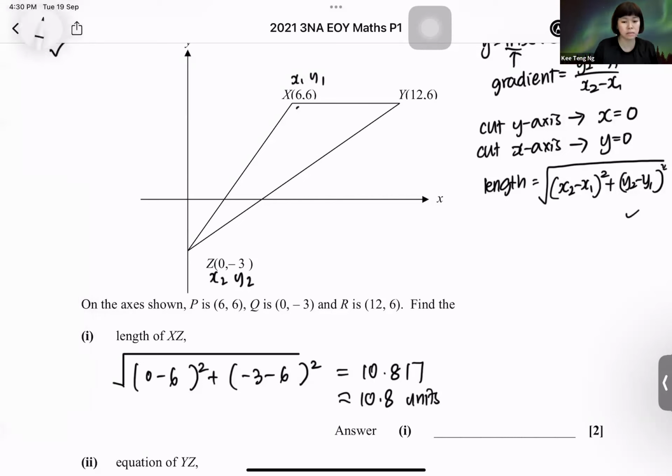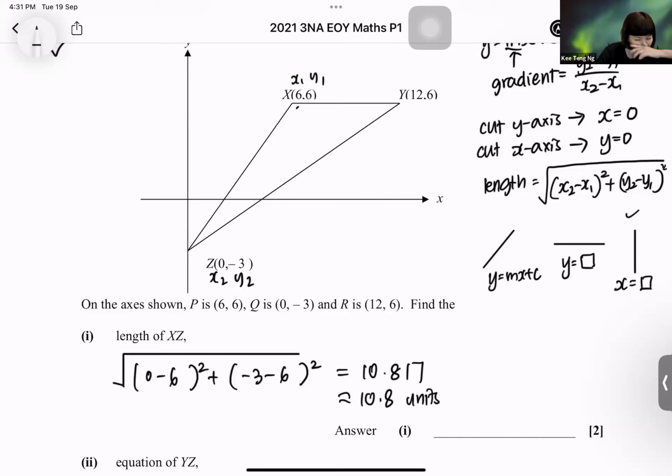Right, have you gotten the answer? Next one, find the equation of yz. Notice that for the equation, there are 3 different types. Anyone can remember? If it's a slanted line, it's of the form y equals to mx plus c. If it's a horizontal line, it cuts the y-axis, it will be y equals to a number only. If it's a vertical straight line, then this one has no y equals to mx plus c, it cuts the x-axis, so it'll be just x equals to a number only.